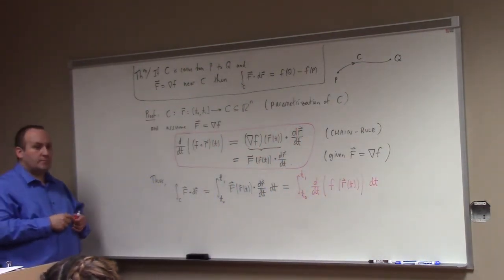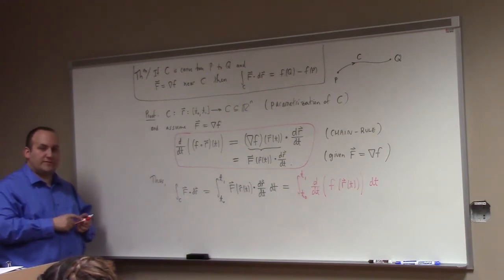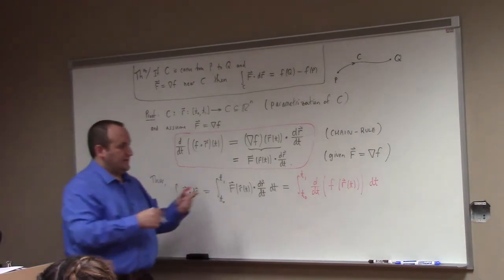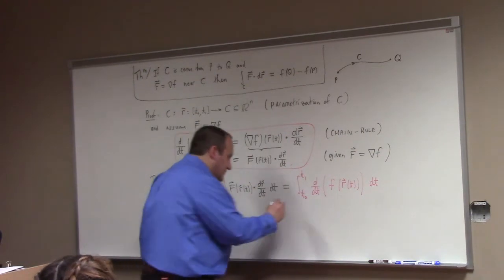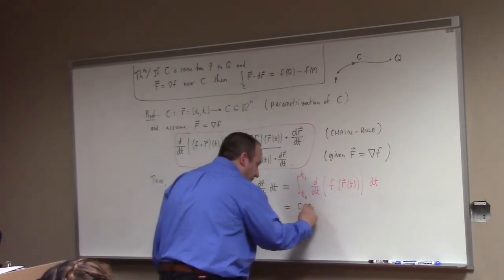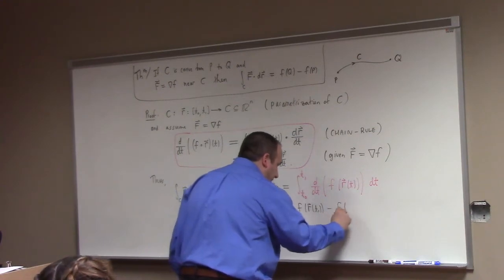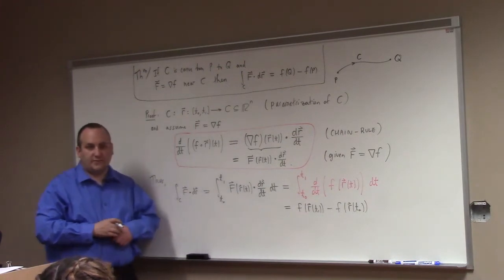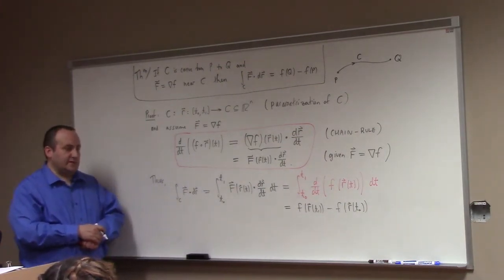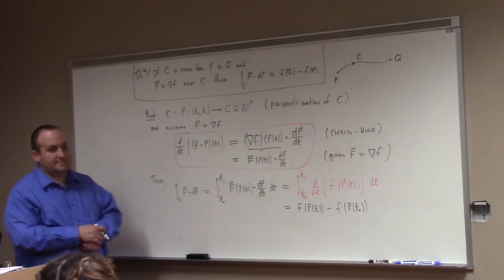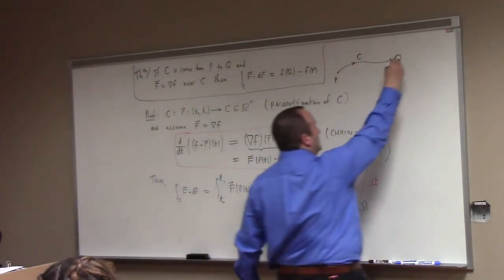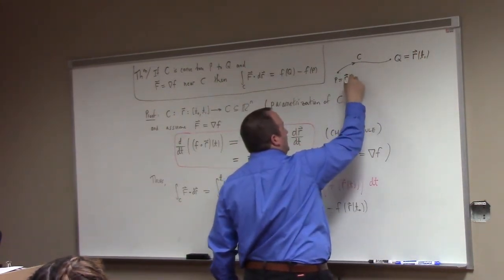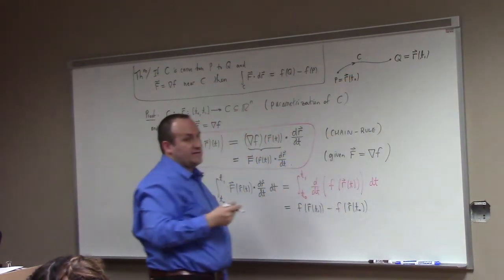But what's the integral of a derivative? Remember the net change theorem from Calculus 1, whatever you called it? So if we integrate the derivative, then we have f of r of t1 minus f of r of t naught, by Calculus 1. And then what is r of t1 and what is r of t naught? By assumption, Q is r of t1, and by assumption, P is r of t naught. That's part of what I mean when I say parameterization of C.